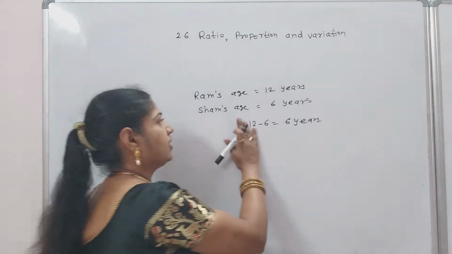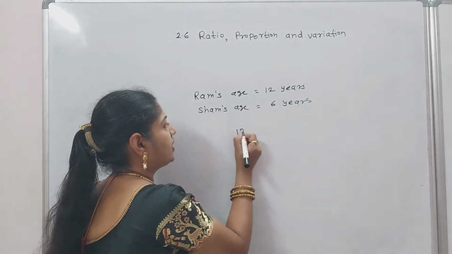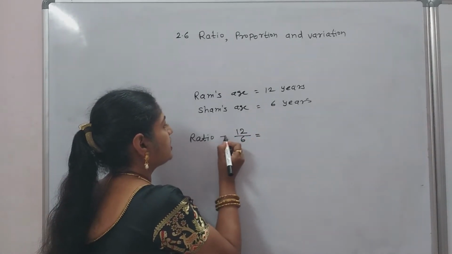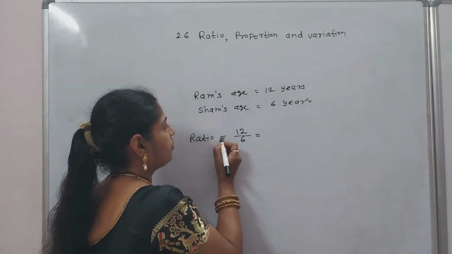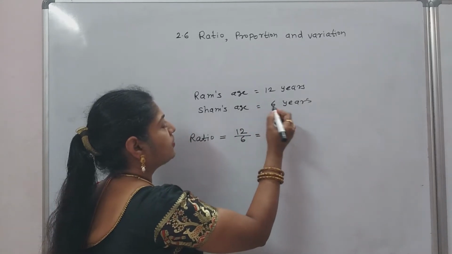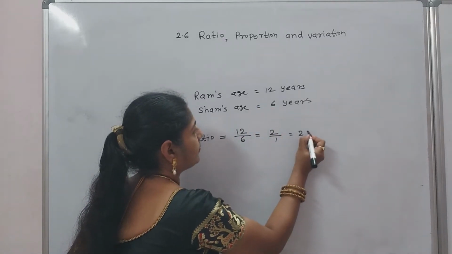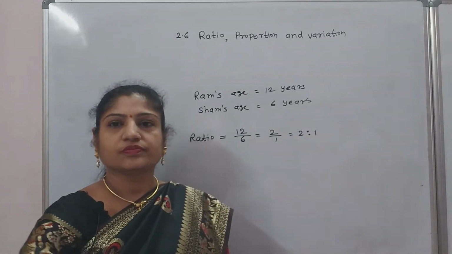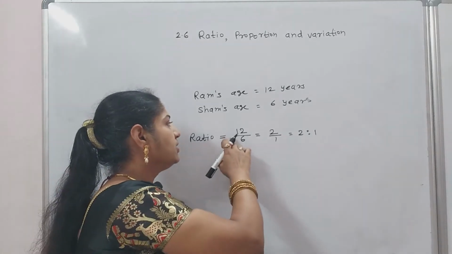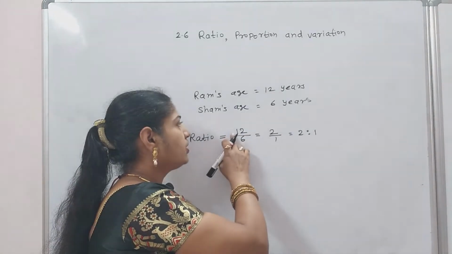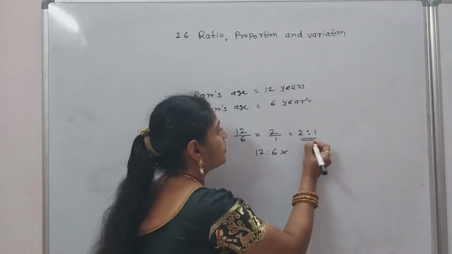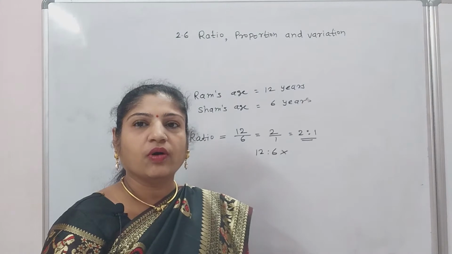Now another way, we take the division 12 upon 6, that is the ratio. One number is divided by another number, then we find the ratio. We say that the ratio of their ages is 2:1. The ratio is generally written in the simplest form, so not as a 12:6 ratio. It is written as a 2:1 ratio in the simplest form or shortest form.